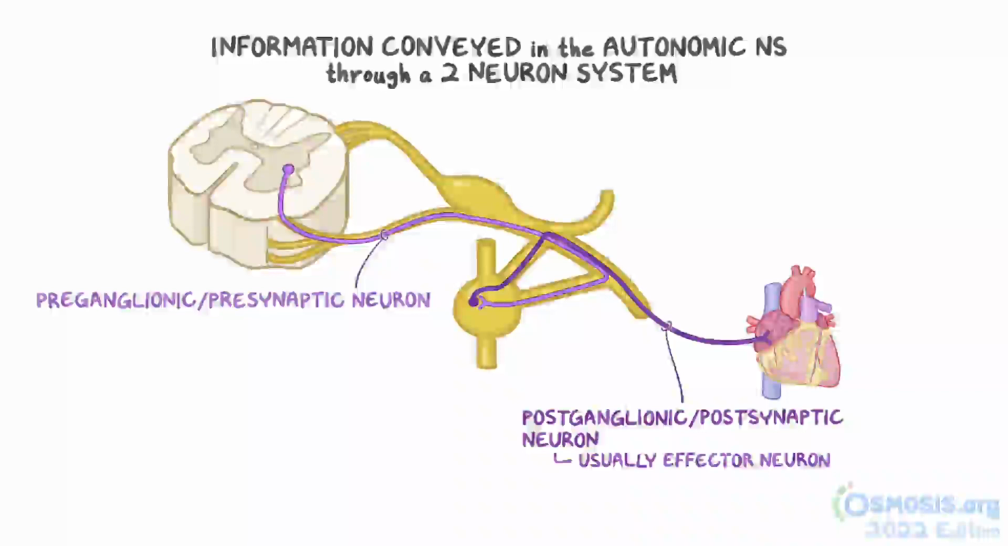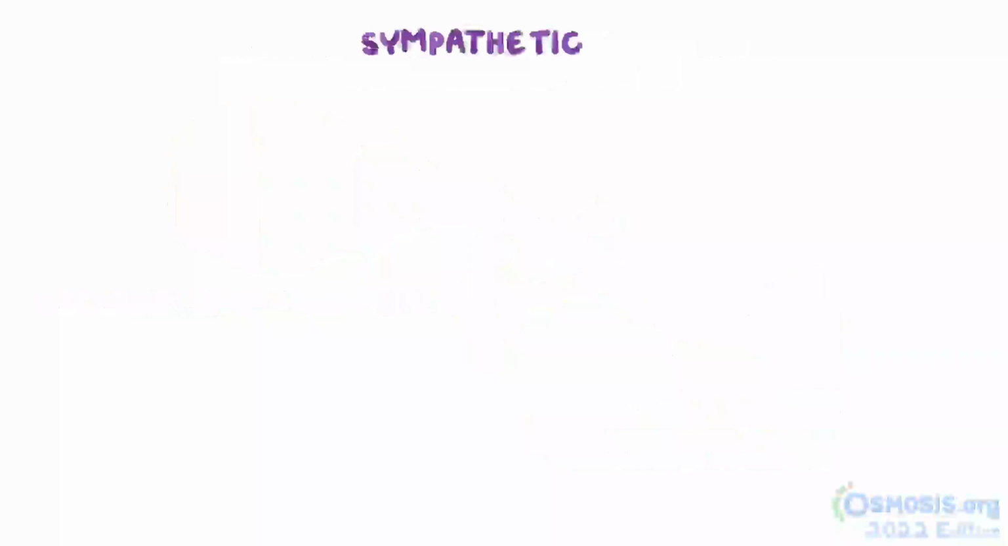Now, there are other differences between the sympathetic or parasympathetic divisions of the ANS, based on the locations of the preganglionic neuron cell bodies and the route that the pre- and postganglionic neurons take to reach their effector organs. Let's start by talking about the neurons of the sympathetic nervous system.